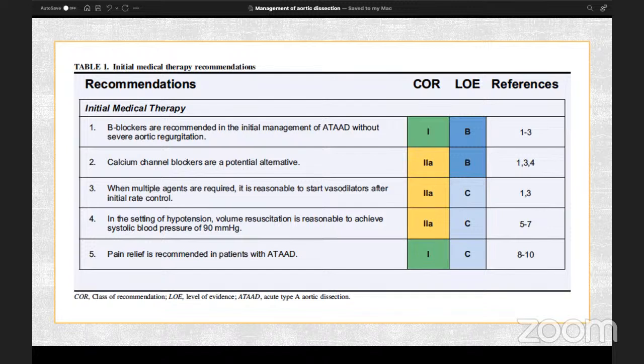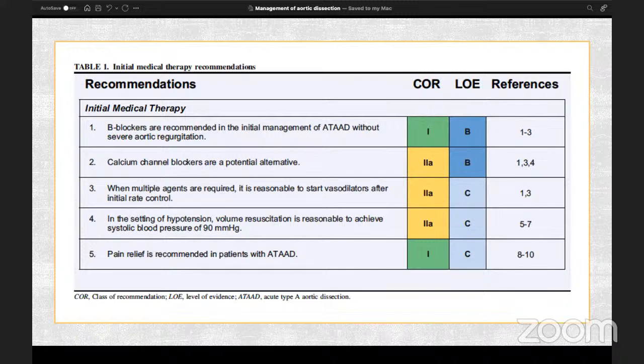Okay, so if you use vasodilators like ACE inhibitors or nitroprusside as a first-line agent, you in fact increase ventricular contractility because you drop the afterload. You increase the force of ventricular contraction. You increase delta P over delta T, and this can be fatal, actually. This can cause worsening of the dissection.